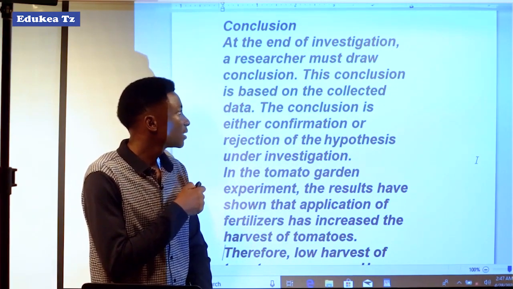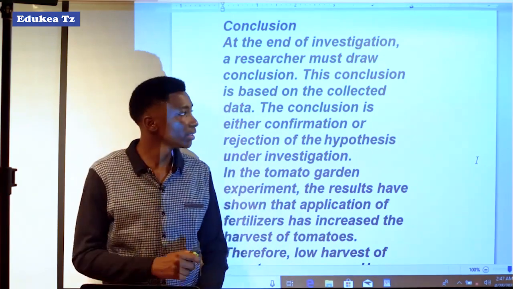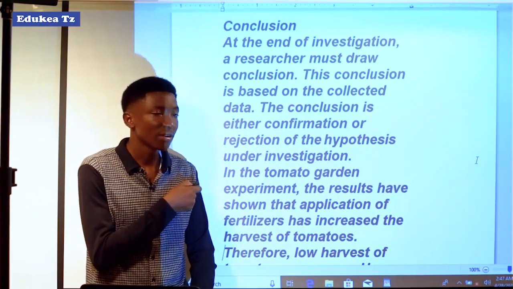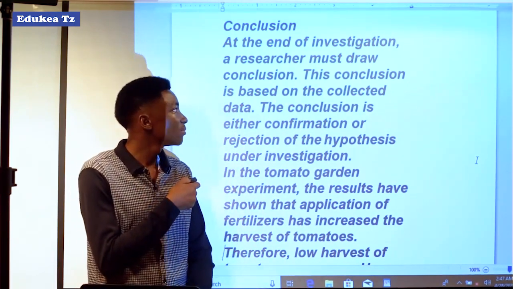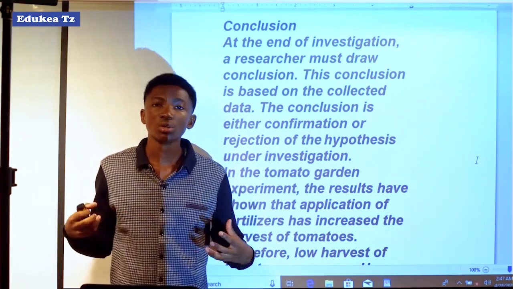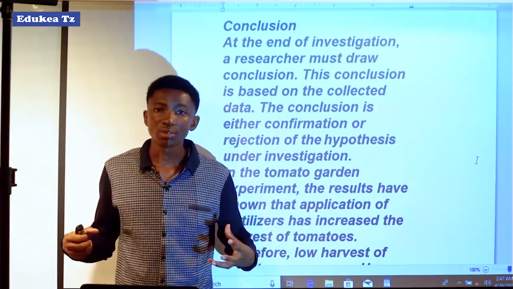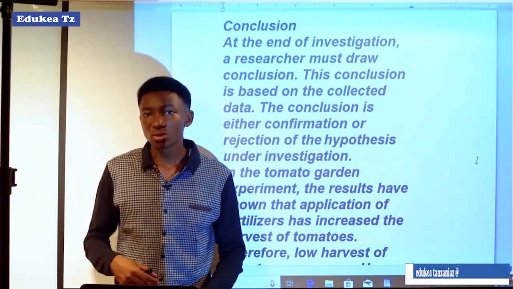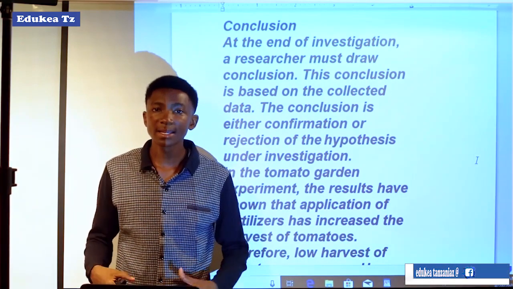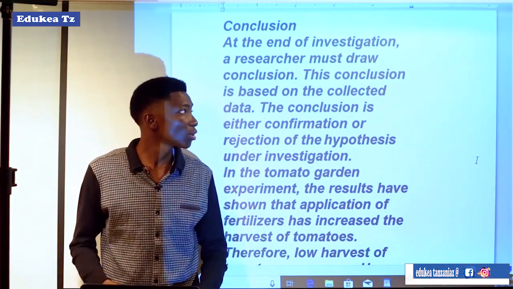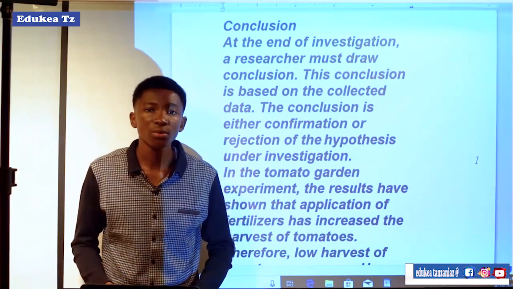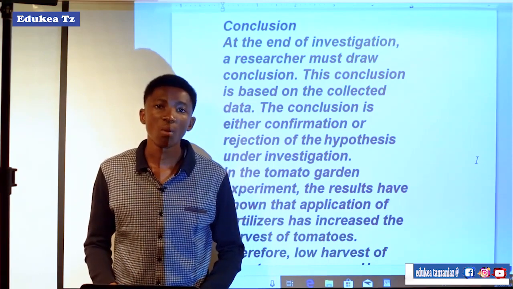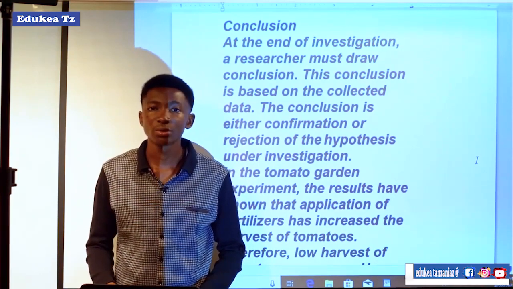So conclusion is based on the collected data. You can't give the conclusion without having the data which you have already collected. It is based on the collected data, which you group together and put together so as to give you information, because data gives information. So at the end, in the conclusion, those collected data give information about the problem that happened, so as to give the solution to that problem.